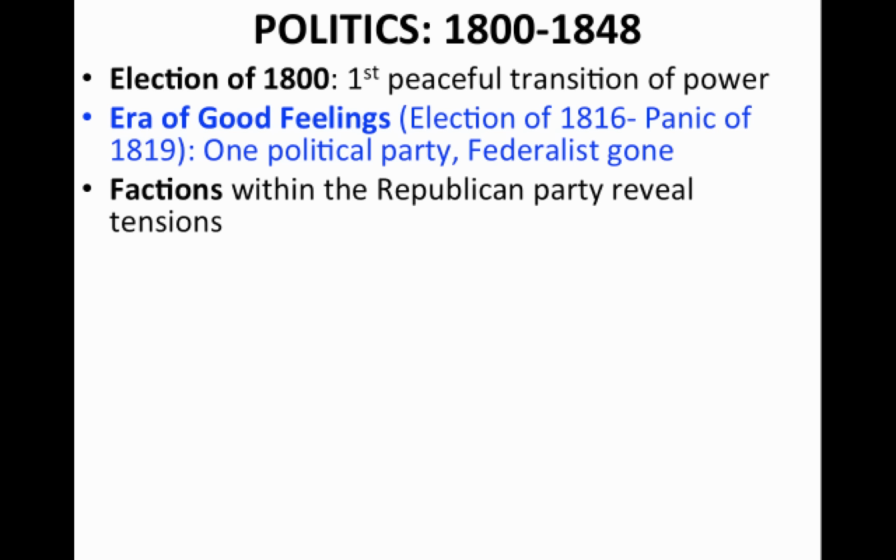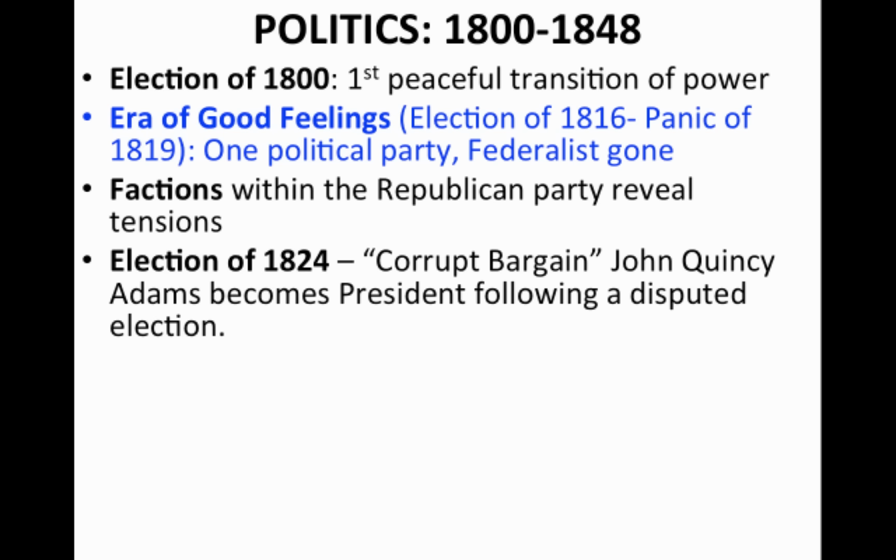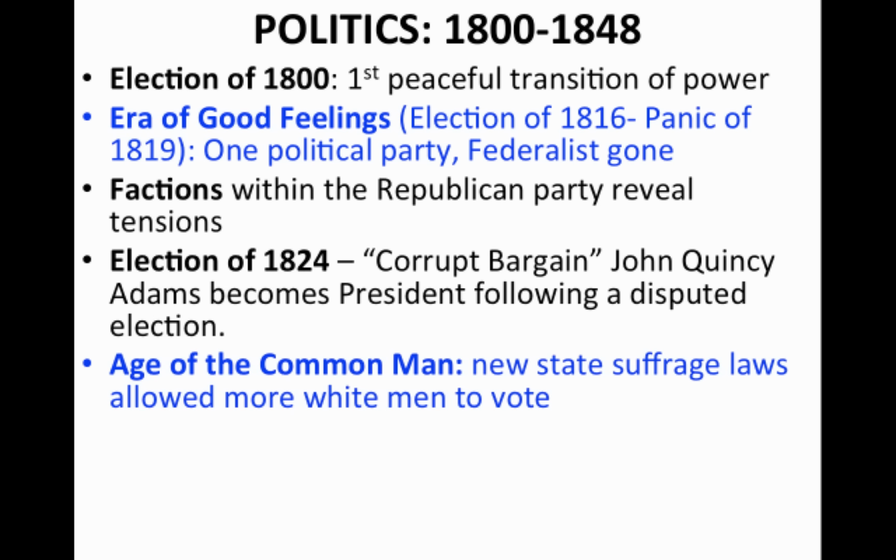They have disagreements over issues like slavery and tariffs, and all of it will kind of just crumble with the election of 1824 and the so-called corrupt bargain, when John Quincy Adams becomes president following a disputed election, and suddenly Henry Clay becomes Secretary of State, and you have this period of political tension.